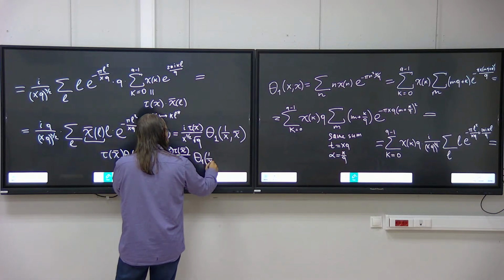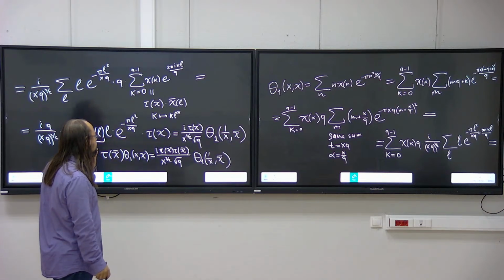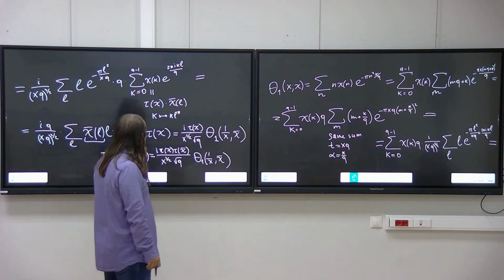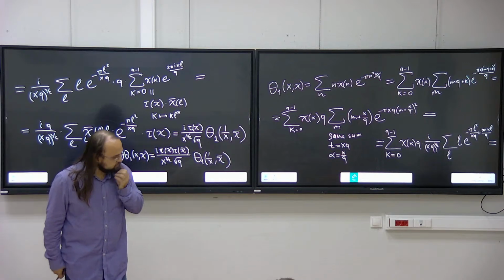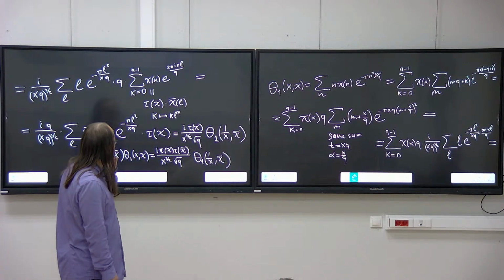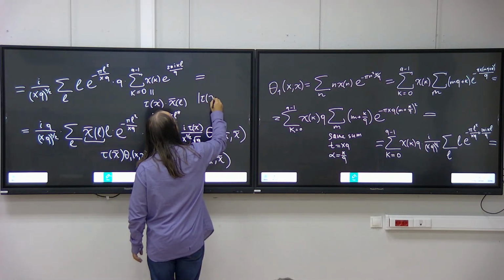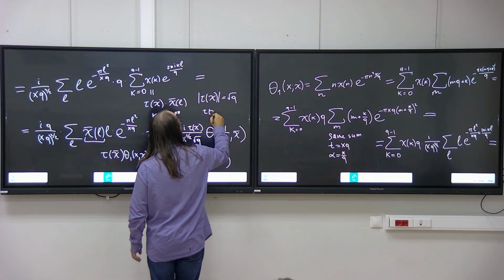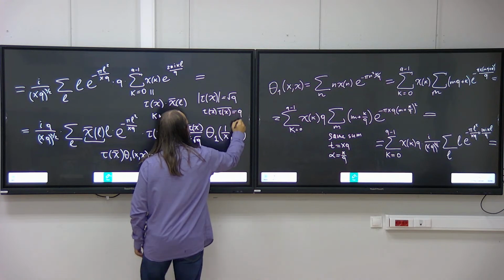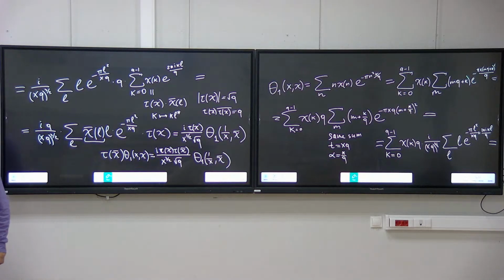So we get this, right? It's fine because the absolute value of tau of chi is equal to square root of q. So tau of chi multiplied by tau of chi conjugate is equal to q. But maybe I forgot some signs somewhere.